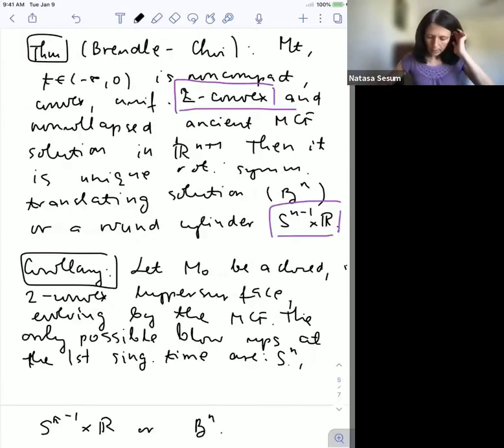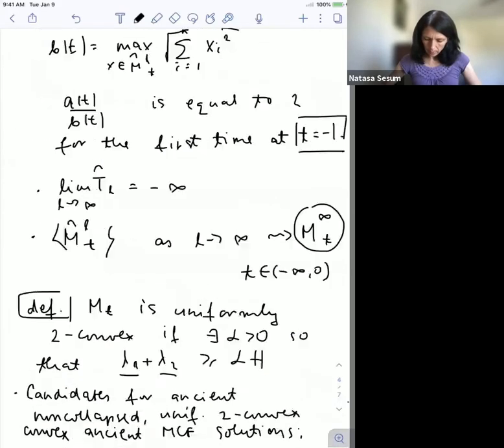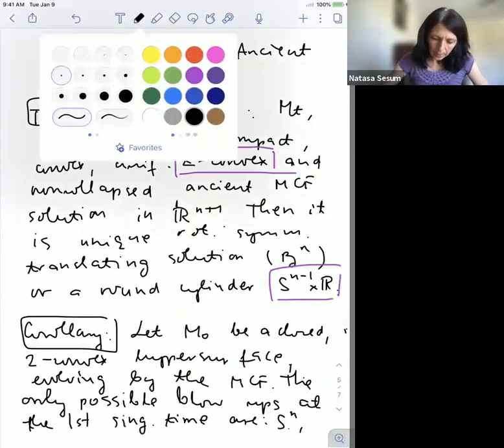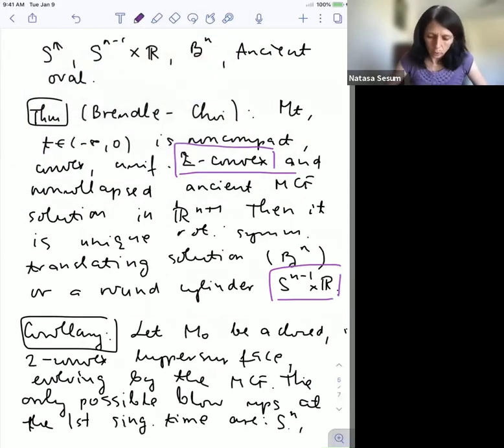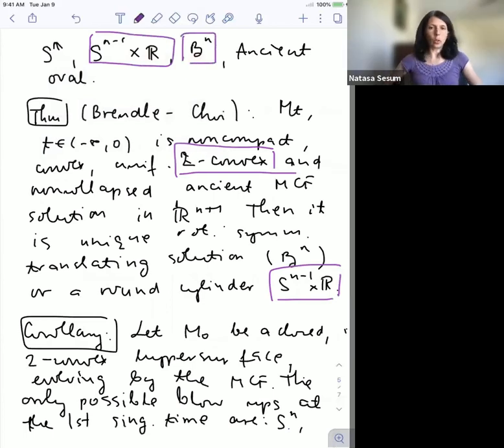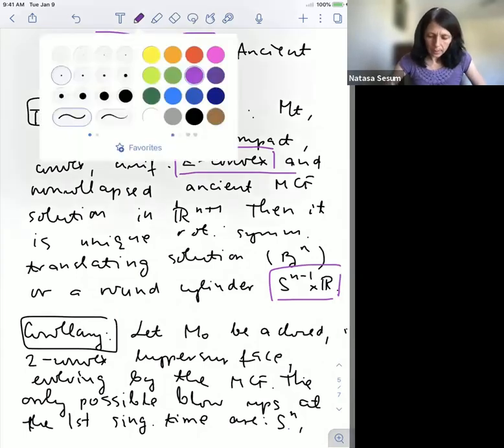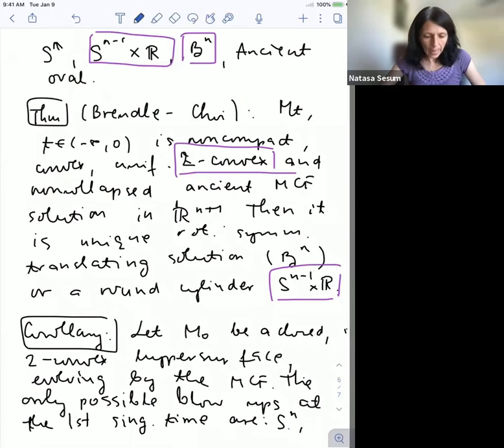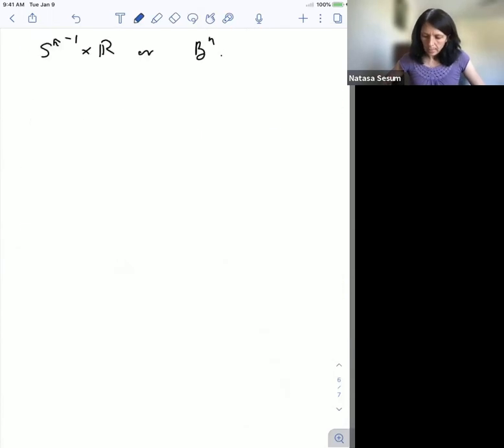So now if you look at the list of these candidates, for these ancient solutions which are uniformly two-convex, if you have a complete non-compact one, then the only possibilities are the round cylinders and the ball solitons, due to the result of Brendle and Choi. So now what we are interested in is what happens in the compact case. Then we want to say that there's nothing else besides the round sphere and these ancient ovals. And this is what I'm going to state in the next theorem.